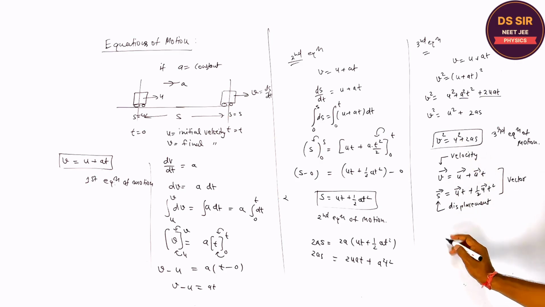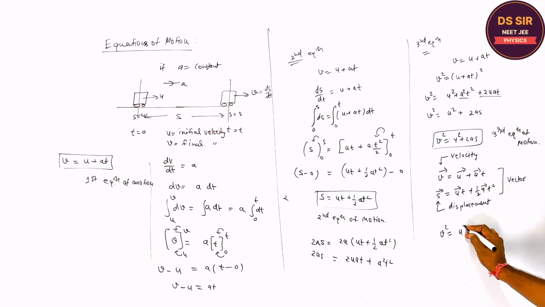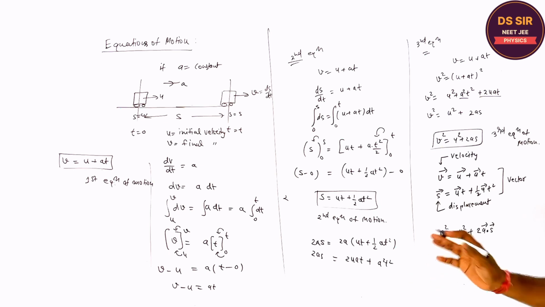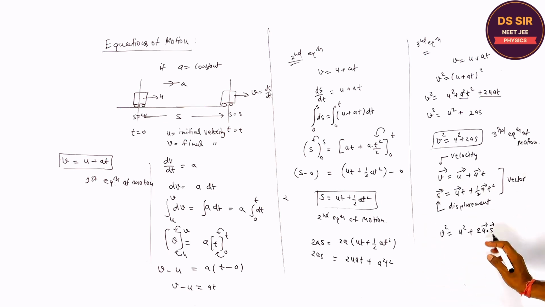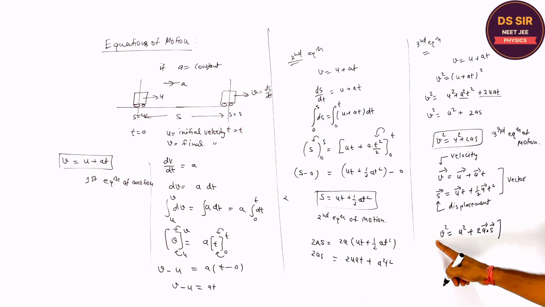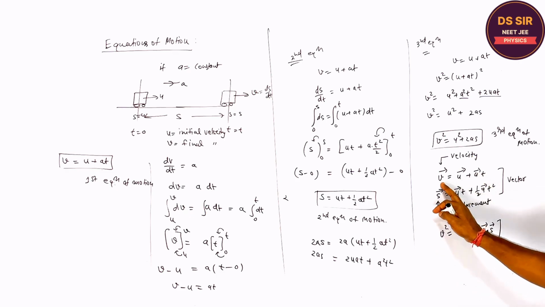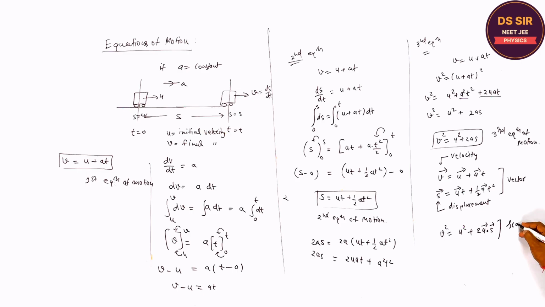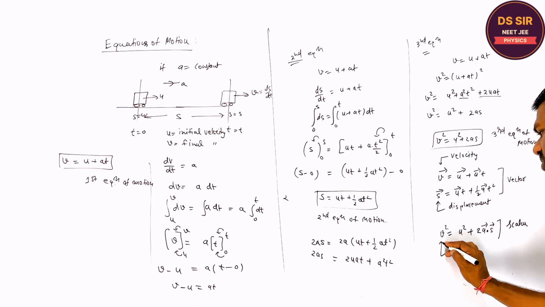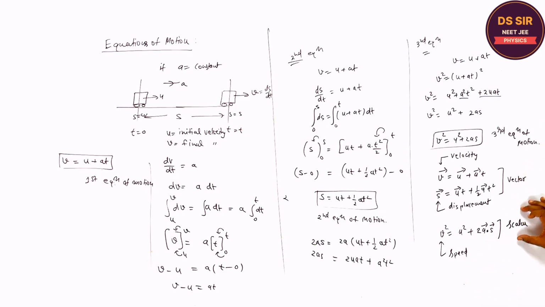But the third equation of motion is written as v square is equal to u square plus 2a dot s, right? The square of any quantity is always scalar, and a dot s, this is the dot product of the two vector quantities, it is also a scalar. So scalar plus scalar is equal to scalar. Here vector plus vector is equal to vector. So this is the scalar equation, and from this equation you will always get the speed. Is it clear? So these are the vector equations and this is the scalar equation.